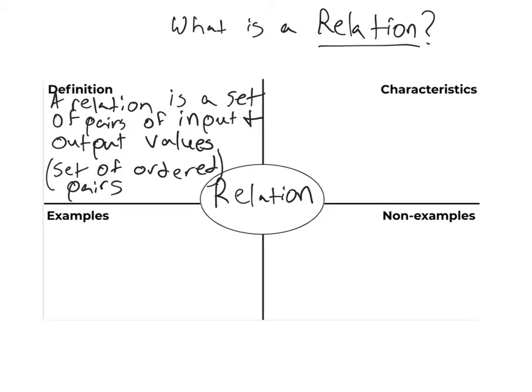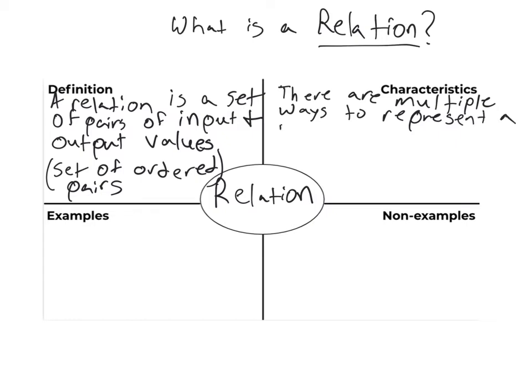Okay, so we looked at one example of a relation last class. Today we're going to look at three other types of relations. The characteristic is that there are multiple ways to represent a relation. Okay, and so we're going to look at a couple.